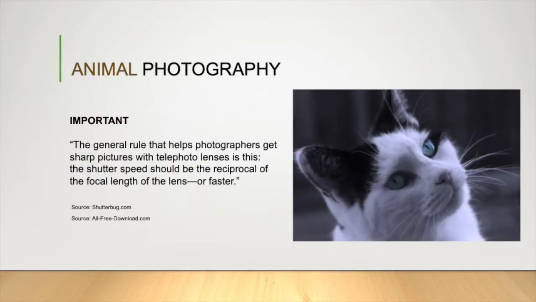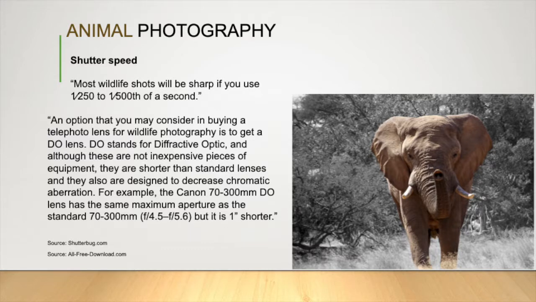The general rule that helps photographers get sharp pictures with telephoto lenses is this. The shutter speed should be the reciprocal of the focal length of the lenses, or faster. Shutter speed. Most wildlife shots will be sharp if you use 1 over 250th to 1 over 500th of a second.